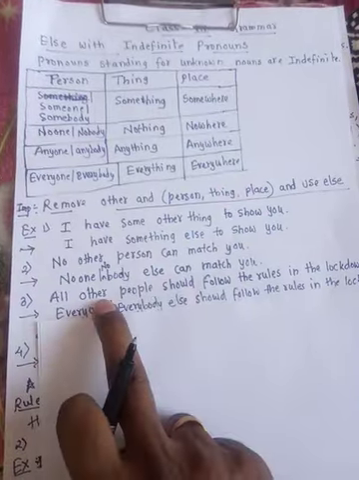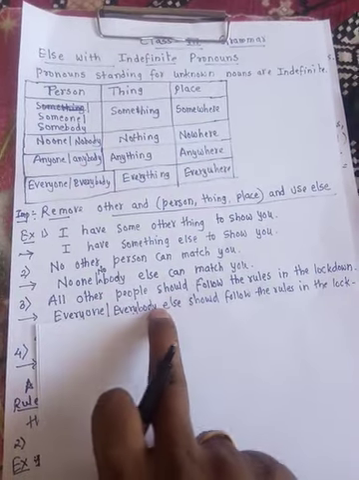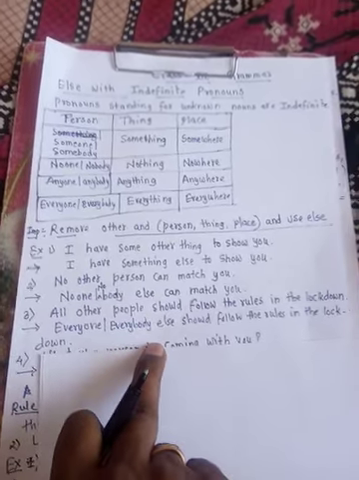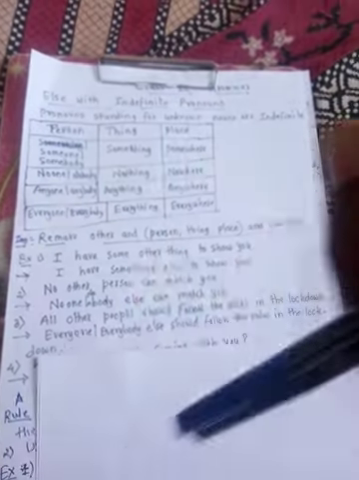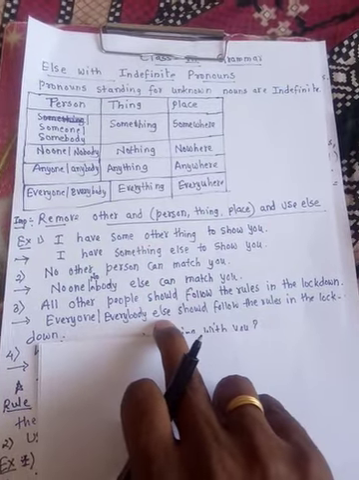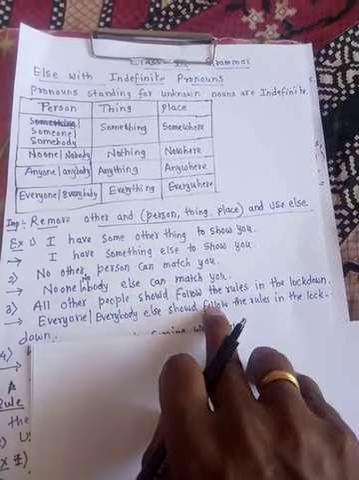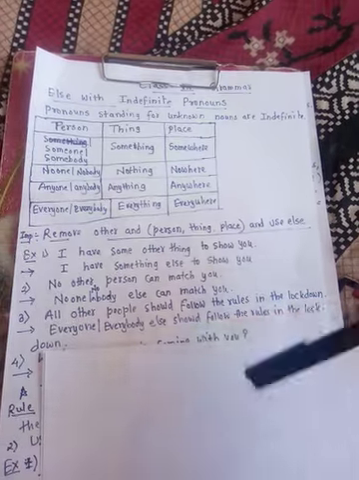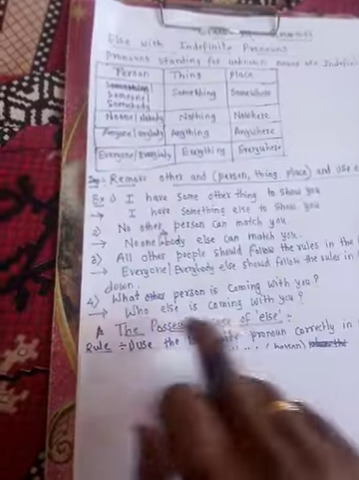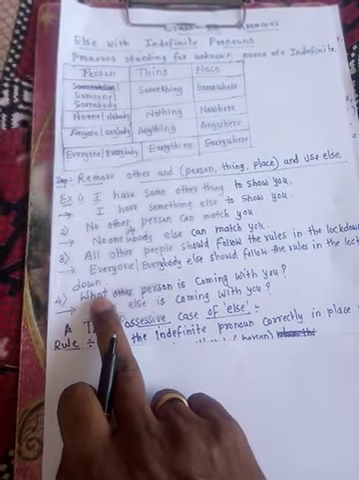So in place of all other people, everyone or everybody, and immediately after that indefinite pronoun, as per the rule, we have to use else. Everyone or everybody else, and remaining part of the sentence as it is, should follow the rules in the lockdown. Understood? Now see, sometimes there will be a WH word.